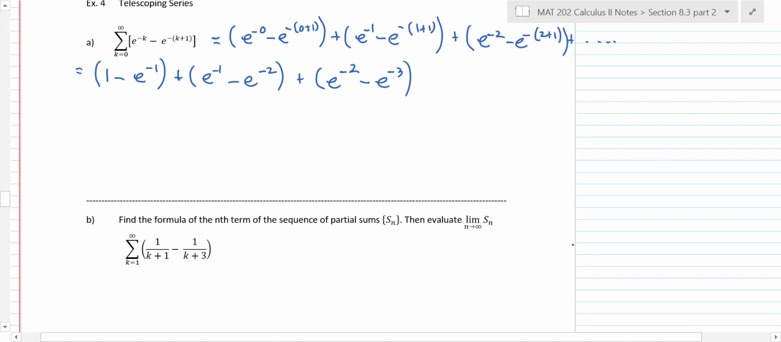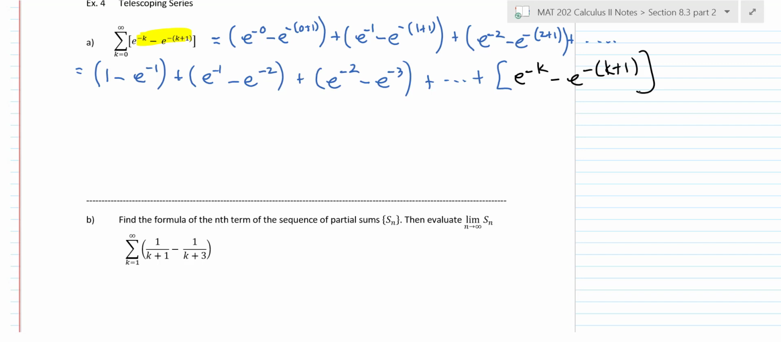Now, if you wrote this out a little bit further, you would eventually get out to e to the negative k minus e to the negative k plus 1, like that. Okay, so that's how you would want to write out the terms. You want to write out enough terms so that you see it's telescoping. All right, is everybody clear with how that's written out? Okay. All right, now let's cancel some stuff.